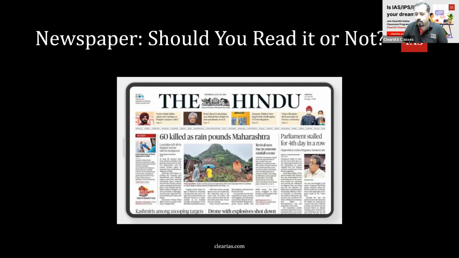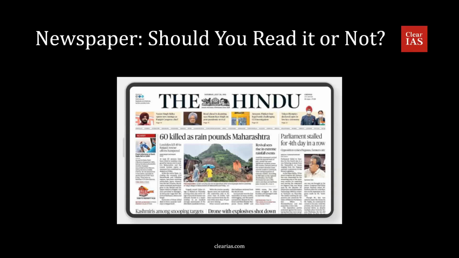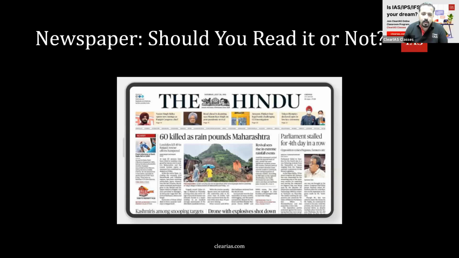In spite of all these, do you think that reading newspaper is essential? What is your opinion? I'm going through the chats. Yes, most of the aspirants prefer that they need to read newspapers. I have never come across anyone who says that reading newspaper is not necessary. Everyone is of the same opinion. Almost 100% of the aspirants in this session feel that reading newspapers is necessary. That's a good sign.